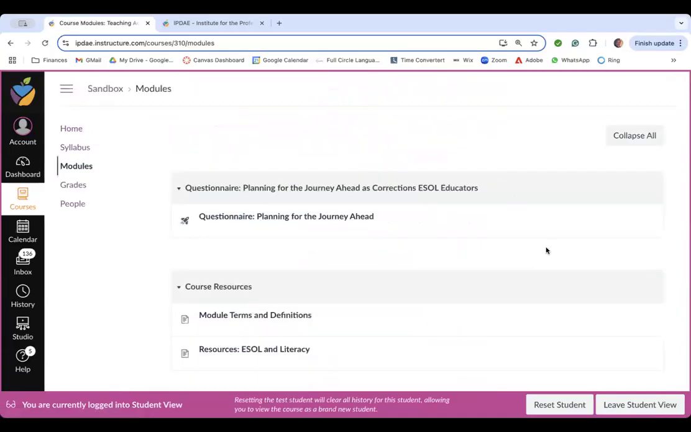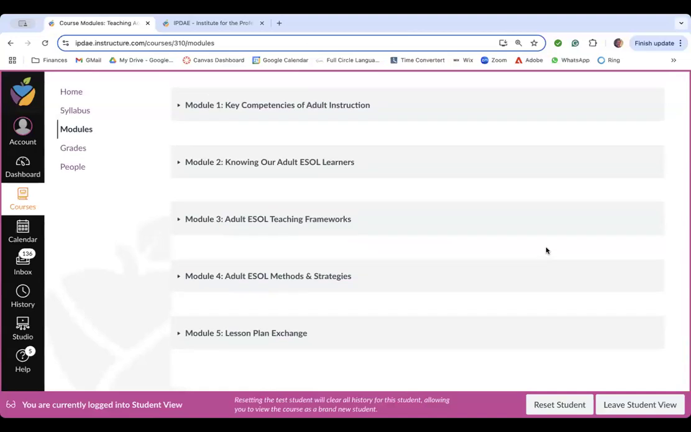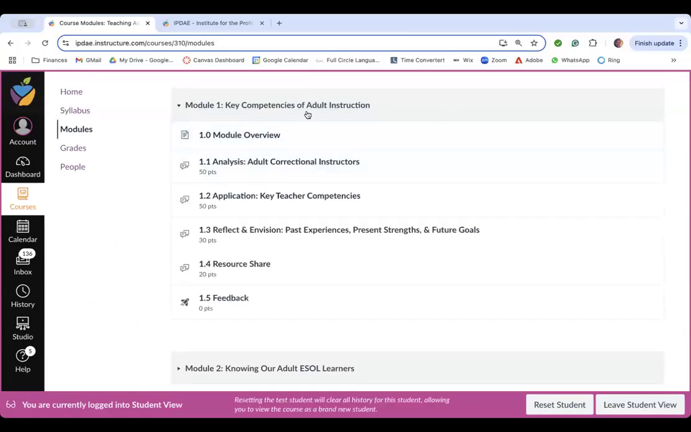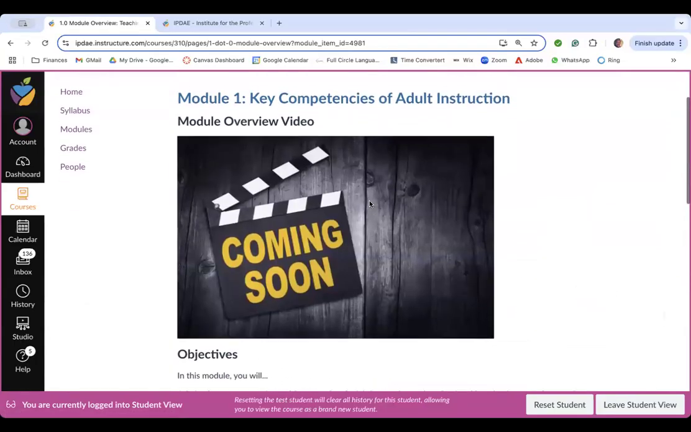So going back to the modules, you can see we have our 5 modules here, right? Within each module, I'm just going to give you a quick tour. This is module 1. We have a module overview, an analysis activity, an application activity, a reflect and envision activity, resource share, and feedback. You can see how those course outcomes and objectives are aligned within each module overview, right? It has those objectives here.